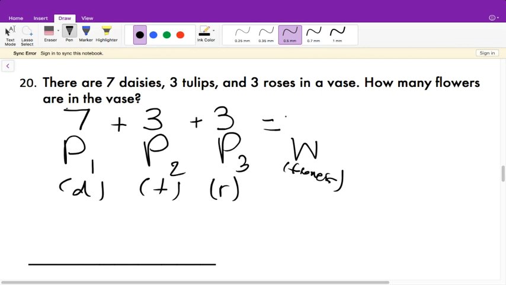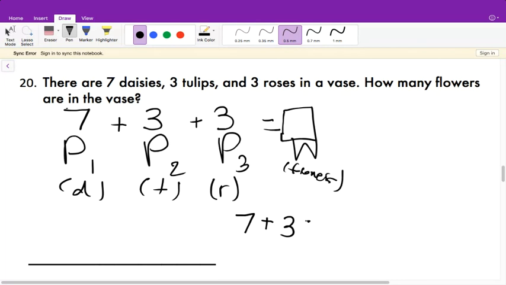Okay, and so I'm probably missing the whole since I have every other part of my equation right now, but I can double check by looking at the question. It says how many flowers are in the vase, and my whole is talking about flowers, so I'm going to put my box here. Okay, so when we have 3 parts that we're adding together, we're just going to add 2 of those first to make it a little easier for us when we're going to add. So we're going to do first 7 plus 3.